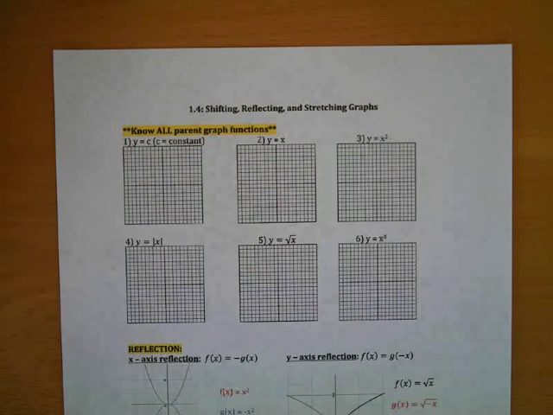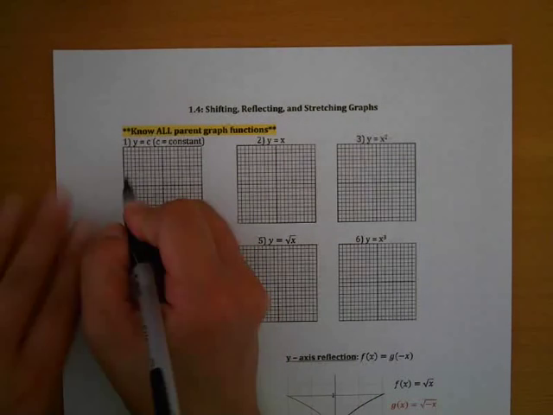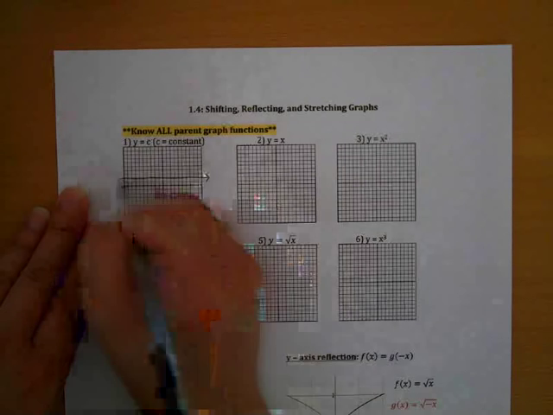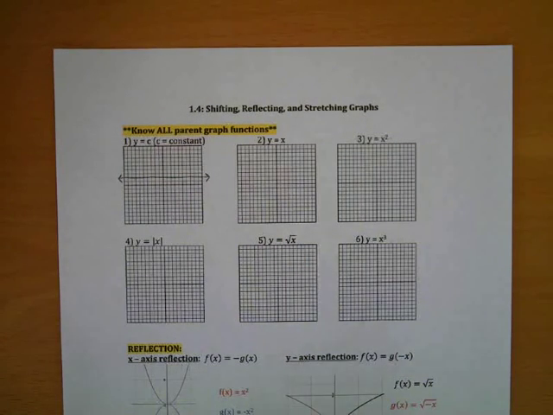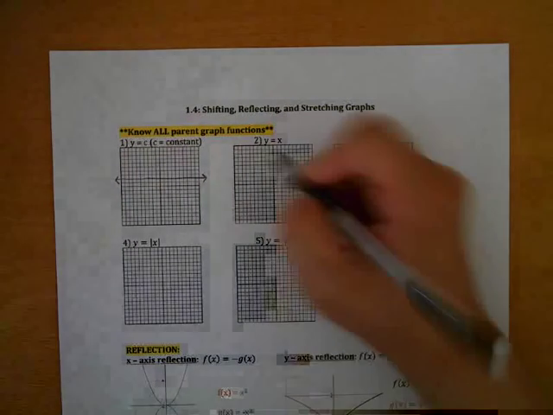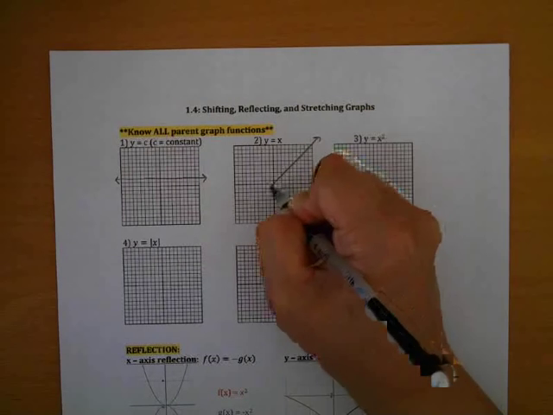In order to start section 1.4, shifting, reflecting, and stretching graphs, we need to know the 6 common parent graph functions. The first one is y equals c, where c is a constant. That means just any number. It's going to be a linear horizontal line. So if we were to graph y equals 2, as an example, it would be a horizontal line at the 2. Y equals x is a linear equation. It goes through the origin with a slope of 1.